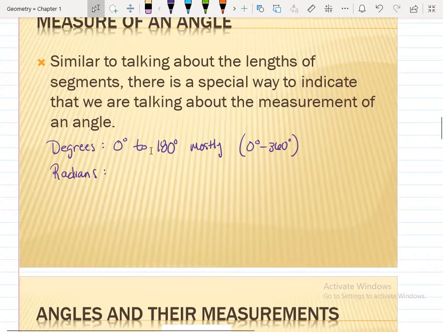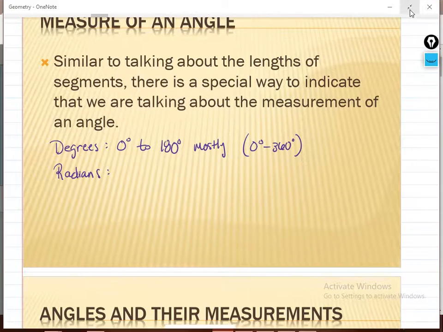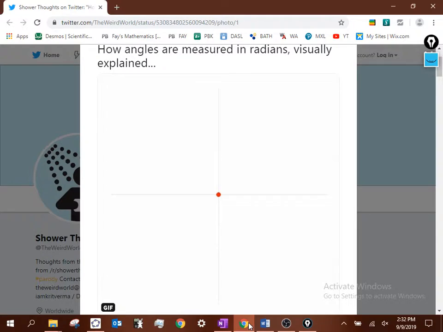Did we talk on Friday about the Babylonians and the circle and the hexagon inside the circle? Did we talk about that a little bit? That's where the 0 to 360 degrees came from. If you missed that discussion, it should be online. You can go back and watch that. But talking about a radian, here's what a radian is.